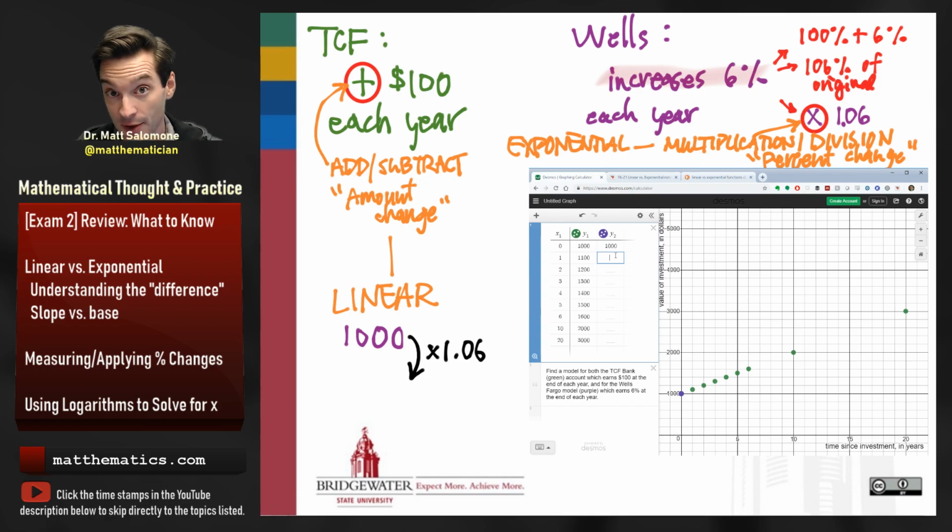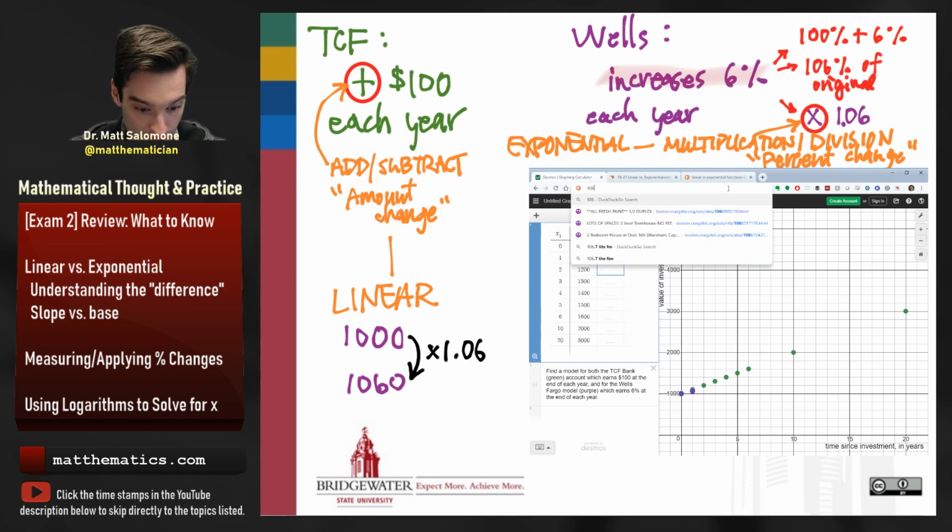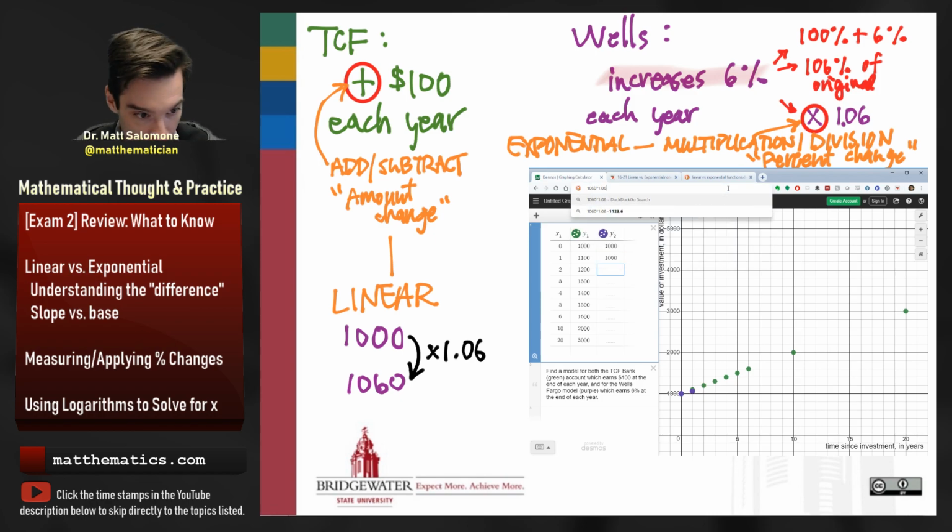That is how we effect a 6% increase in a quantity. And so you pull out a calculator, you multiply 1,000 by 1.06, and you find out that at the end of that first year, this account has $1,060 in it. And so my first purple data point ends up right here. Then I want to multiply that quantity again by 1.06. So 1060 times 1.06 to figure out how much money I have the year after that.